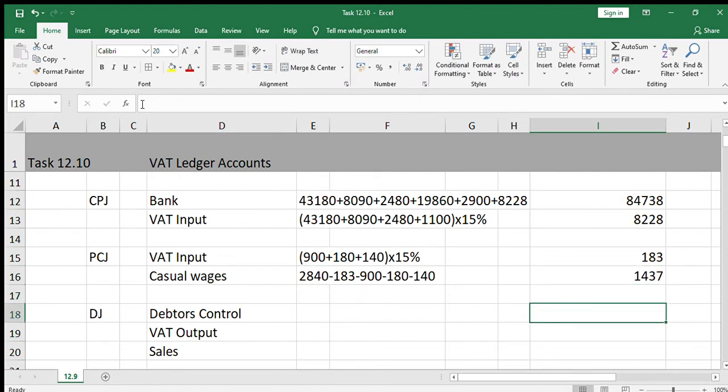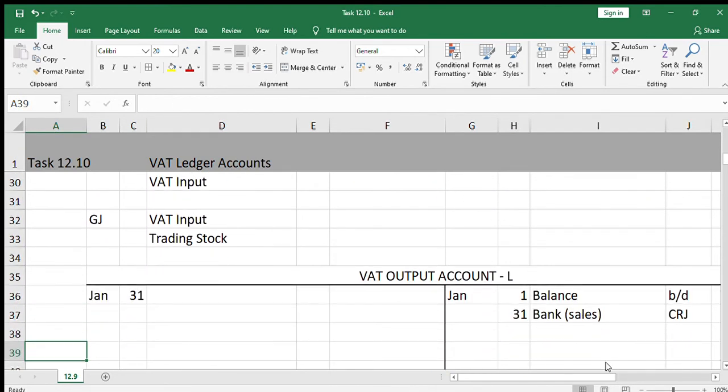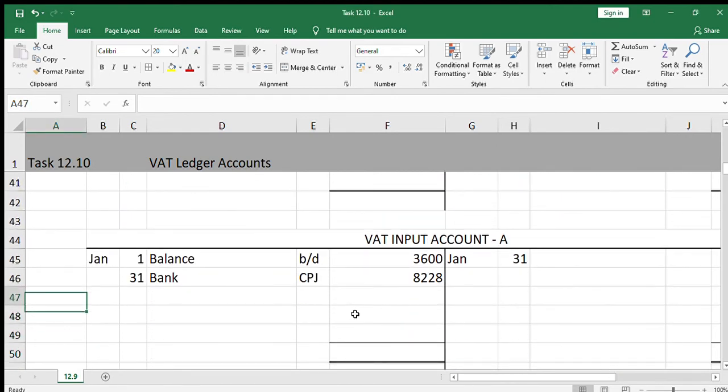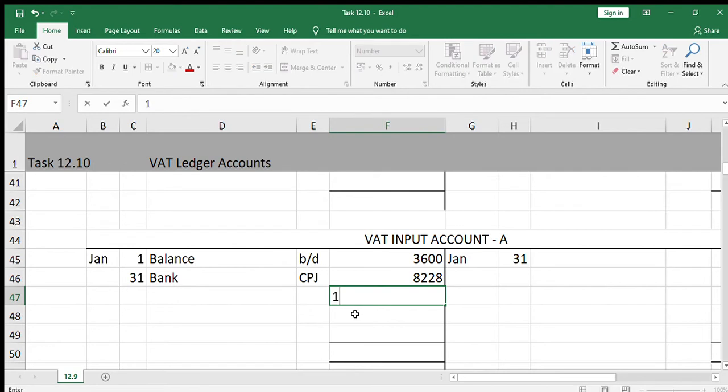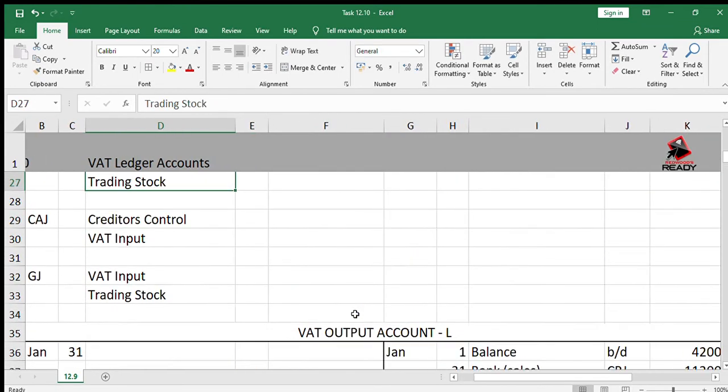$1,437. We don't care about the casual wages for our ledger account. We do care about the VAT input, 183. So we're going to go to the VAT input ledger account on the debit side and put it in there. Okay, and our details will be petty cash from the PCJ. Okay, let's go back to the top.